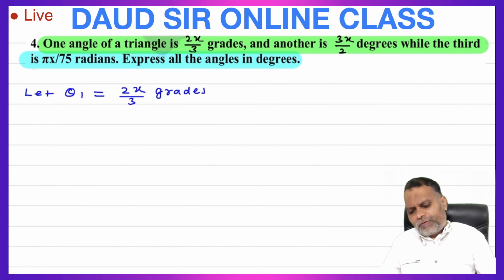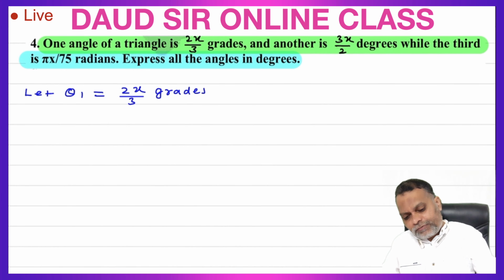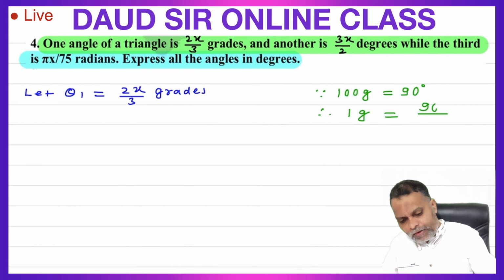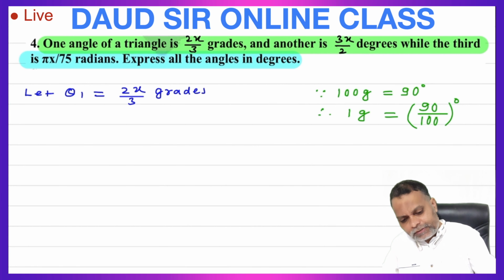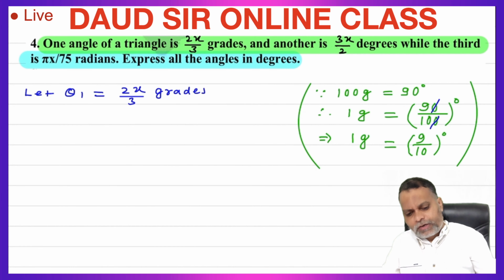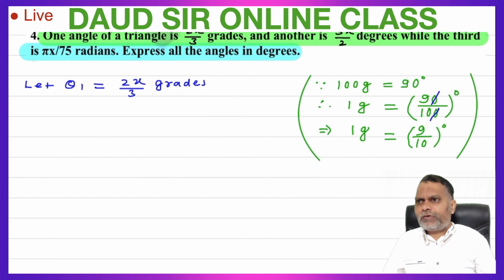So for converting grade into degree, since we have the conversion 100 grade is equal to 90 degrees, therefore 1 grade is equal to 90 upon 100 degrees, or we can simplify this, the zeros cancelled, so therefore 1 grade is equal to 9 upon 10 degrees. This conversion we can use for converting this grade into degree.